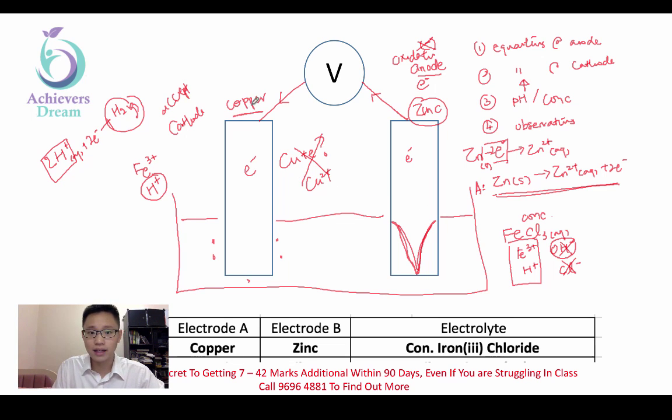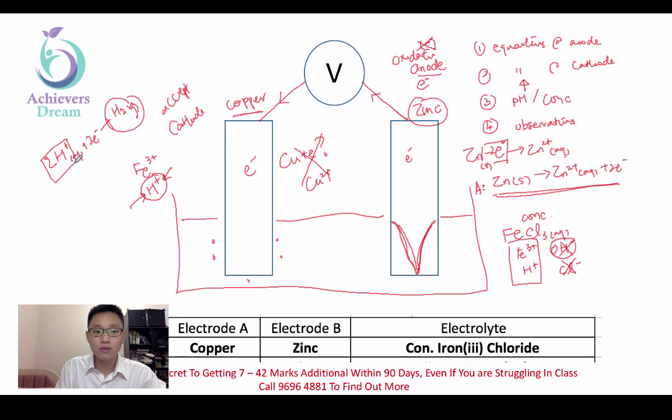Whereas, on the other hand, copper, being the cathode, is going to accept electrons. We ask ourselves who's going to accept the electrons. So we have Fe3+ and H+ to accept the electrons. We do not take copper into consideration because copper cannot accept any more electrons. Okay, so Fe3+ and H+, who will accept the electrons? We figured out that H+ will accept the electrons because it is less reactive.